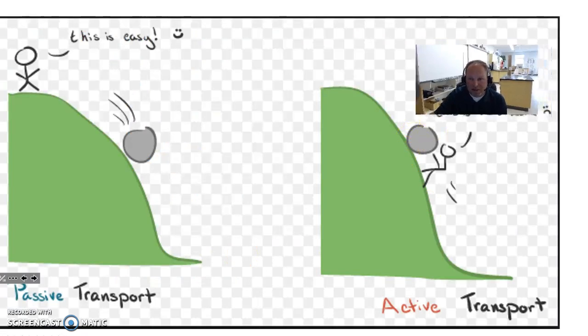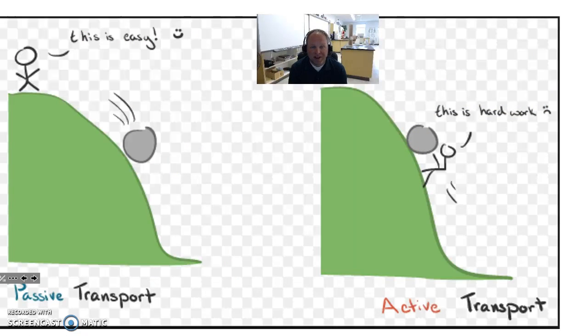Now, this might be the dumbest diagram you have ever seen, but it is definitely the easiest way to think about it. If you are passive transport, man, it is going downhill. It is natural. And look at that little guy up here, he's like, man, this is easy. Versus active transport, just in the word active, that's weird. And in this case, he's pushing that rock up the hill.